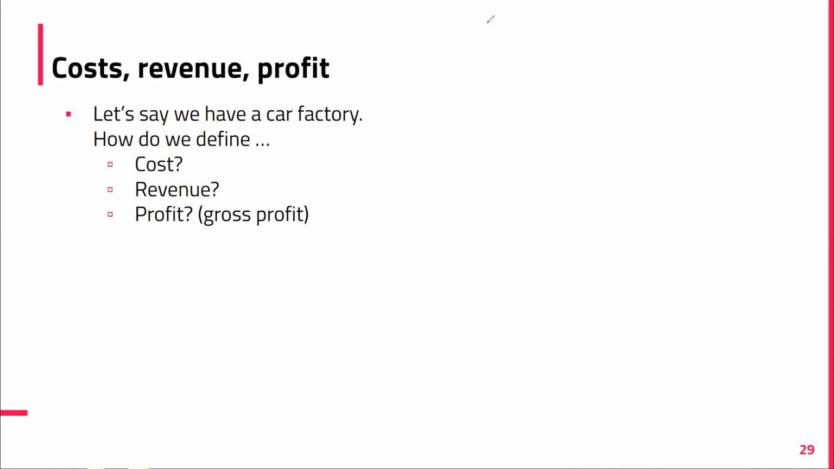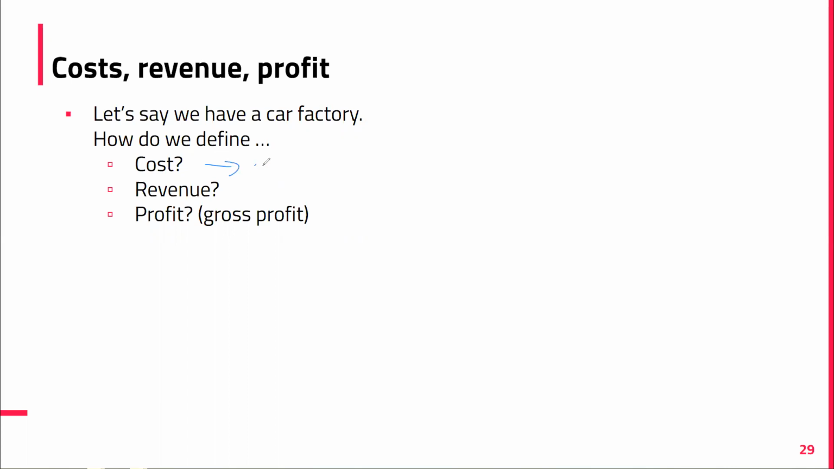Okay, so let's try to make some formal definitions of each of these things here. So let's say we are business owners and we have some car factory. How do we define cost, revenue, and profit for this sort of scenario? Cost is basically how much you spend, for example, on raw materials. It's cost for your company producing cars. Only raw materials? No, just for an example, what cost can be for the car producing company.